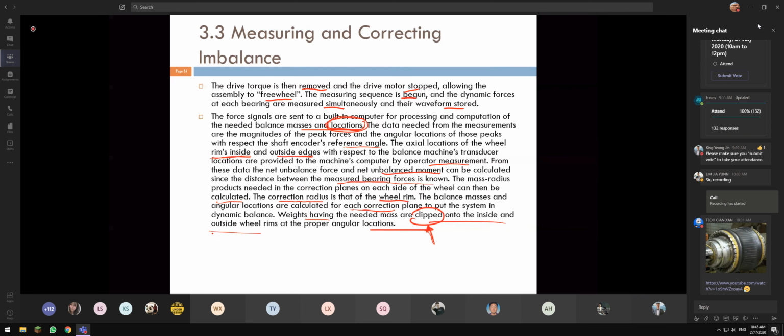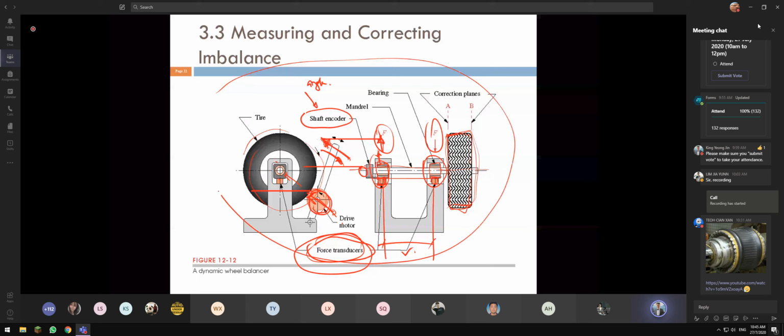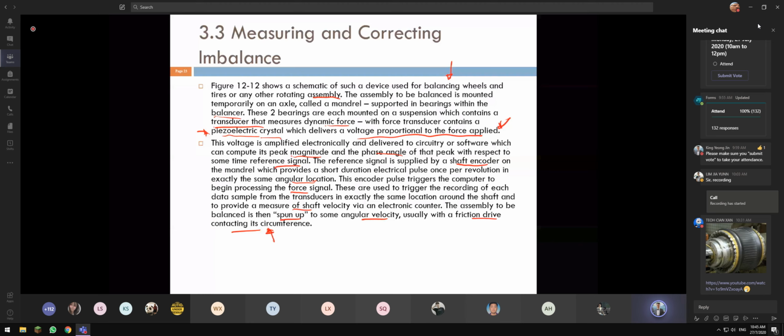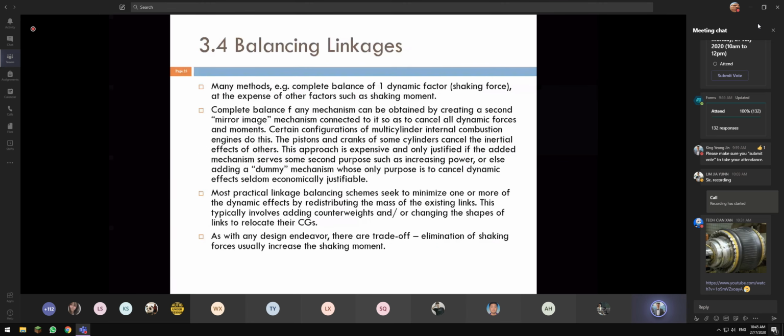Okay, so this is how we can do the balancing of vehicle or automobile wheels. The other thing, previously we already mentioned about the linkage. If you measure the force at O2 or O4, you will also find out that the summation of force at that point is not zero. The dynamic force is not zero. So that's why we also have to do balancing of a linkage.